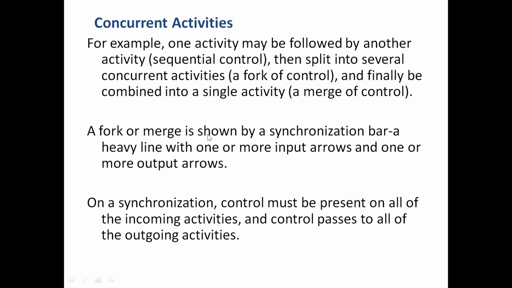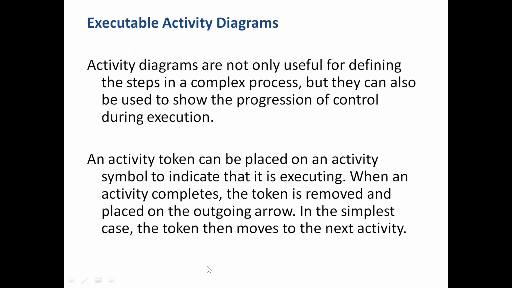A fork or merge is shown by a synchronization bar, a heavy line with one or more input arrows and one or more output arrows. On a synchronization, control must be present on all of the incoming activities and control passes to all of the outgoing activities. Now executable activity diagrams.